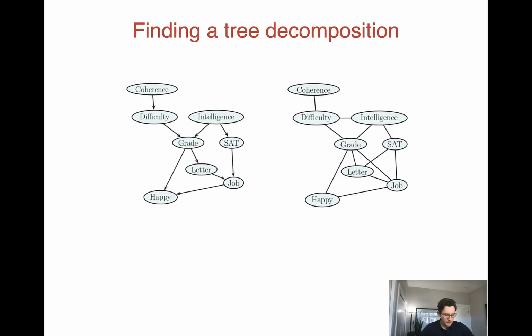Let's do another example. We've seen this network before. We start with this Bayesian network regarding grades and job and life satisfaction, all that stuff. Recall that we converted it to a Markov random field by moralizing the coparents. So you can see, for example, this edge here came from moralizing these coparents there. Let's take this graph and find a tree decomposition for it.